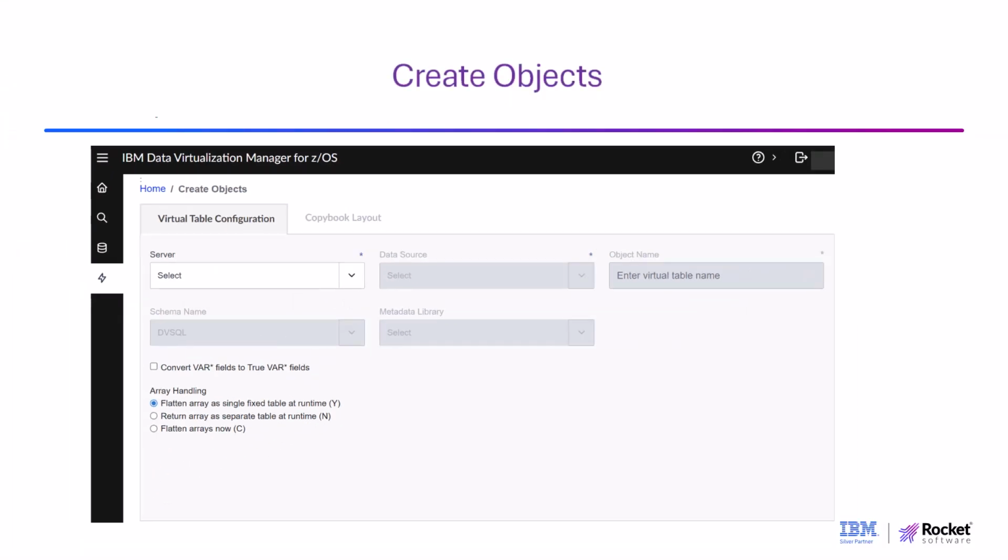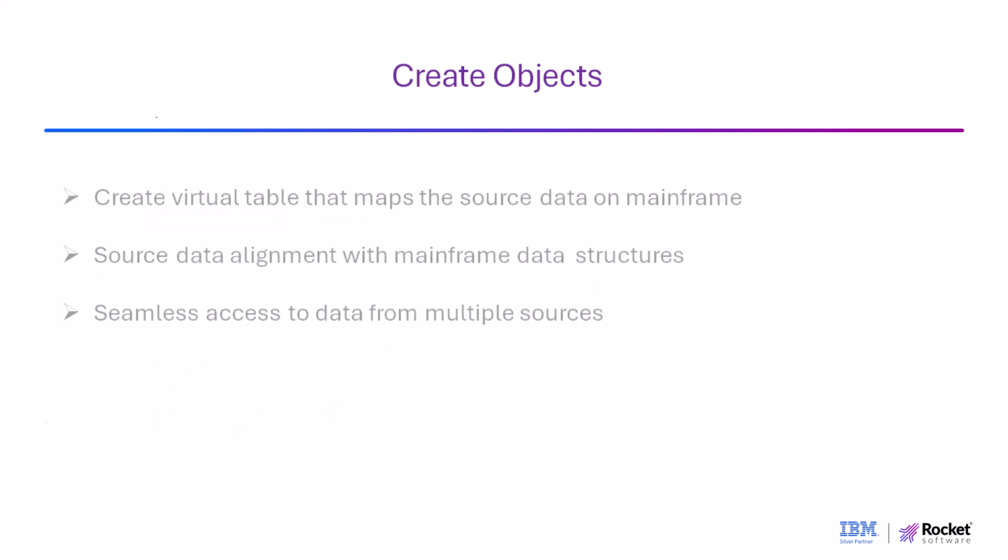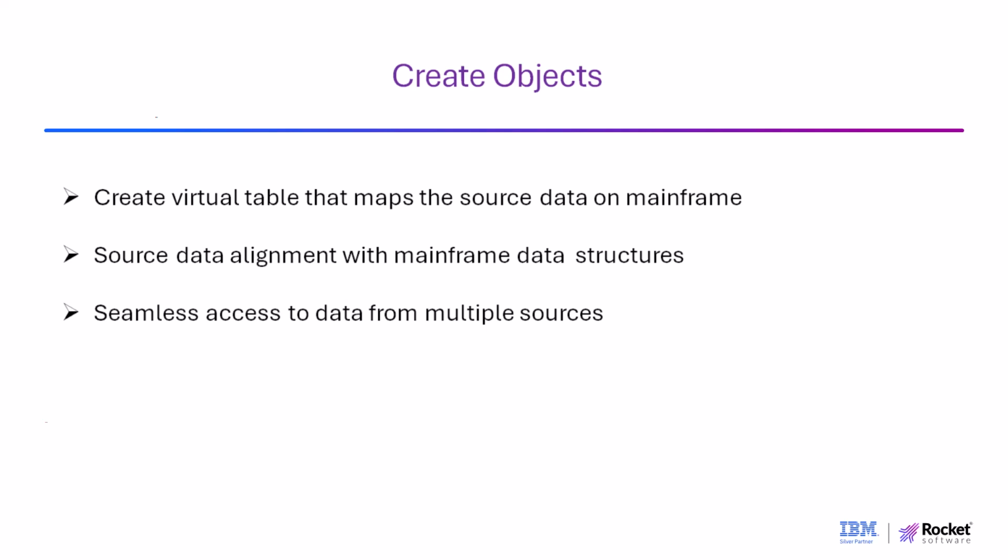Now, let us explore the Create Objects feature. Using this section, you can create a virtual table that maps your source data and aligns with the structure defined on the mainframe. Let's see how to create a virtual table using the web UI, enabling seamless access to data from various data sources.